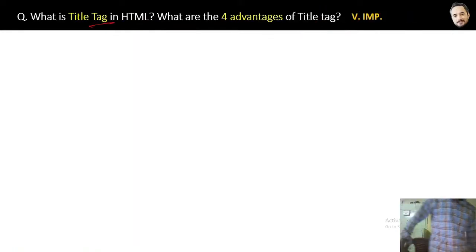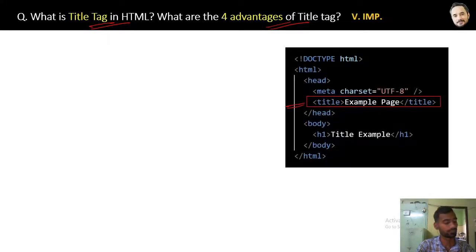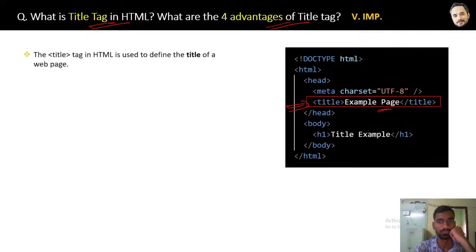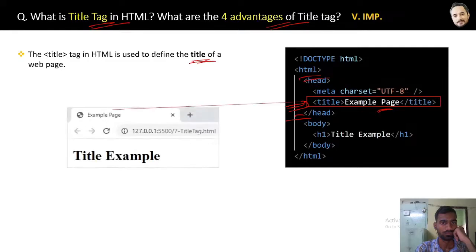What is the title tag in HTML? What are the four advantages of it? Here is the HTML and the title tag inside it. The definition is very simple. The title tag in HTML is used to define the title of the web page. For example, this is the HTML code and the web page of it looks something like this. In the window title, you will find the exact same title that you have mentioned in your HTML document. In other words, you can also say that the title is like the name of your web page.